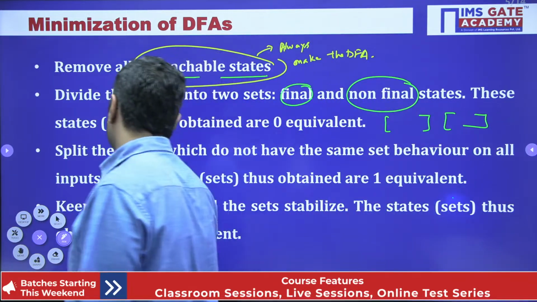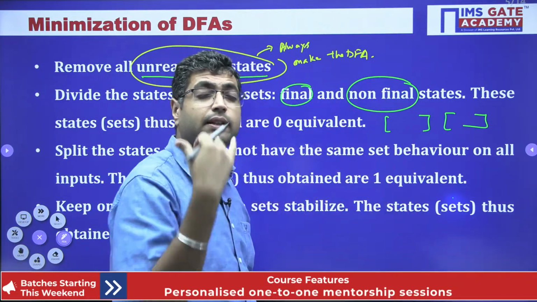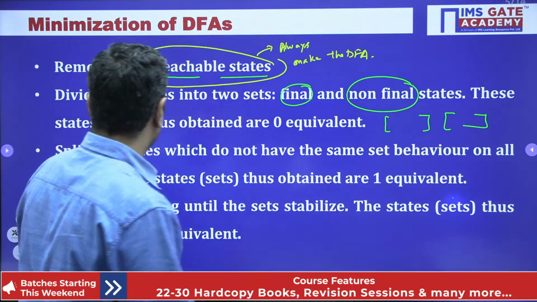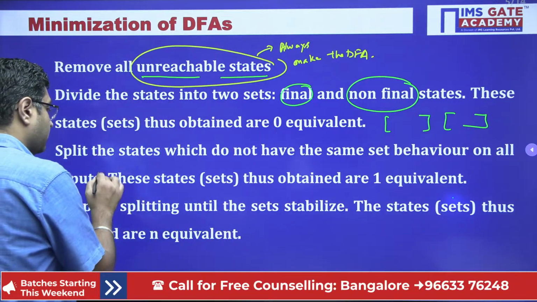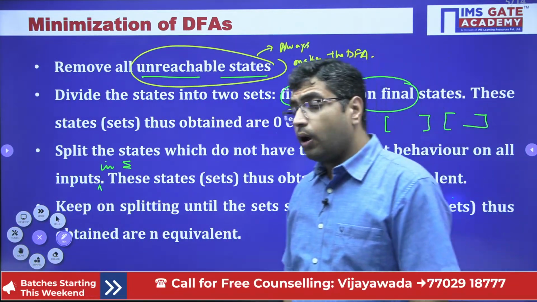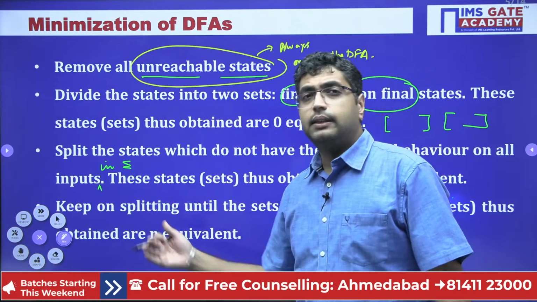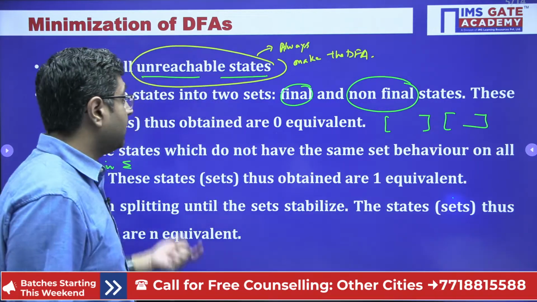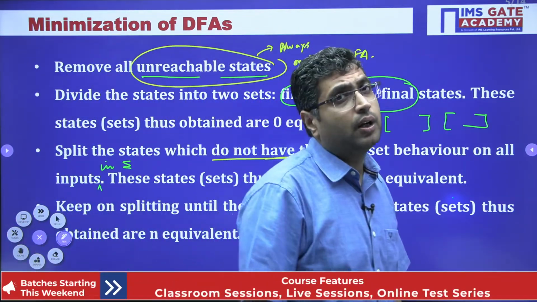Once you have the zero equivalent states, the next task is to find one equivalent states, that is, states which have similar behavior on accepting one input alphabet. So split the states which do not have the same behavior on all the inputs in sigma. For example, if my sigma is a, b, all those states which have similar behavior on both a and b will come in the same set. We will not separate them. But if they have different behavior, we will separate them.